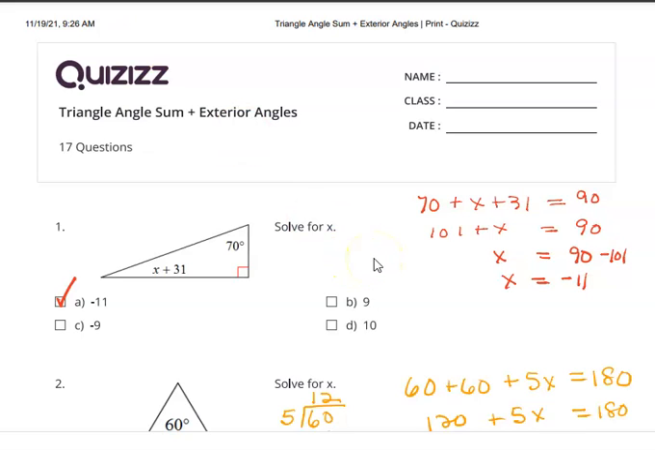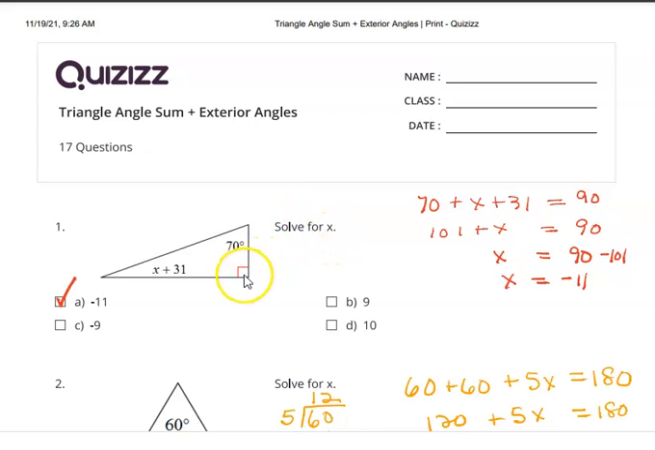Okay, in this video I'm going to do the quiz activity that was done in class. So this was a very nice activity. It covers 4.1 and 4.2 material. So let's look at the first problem. They want us to solve for x.